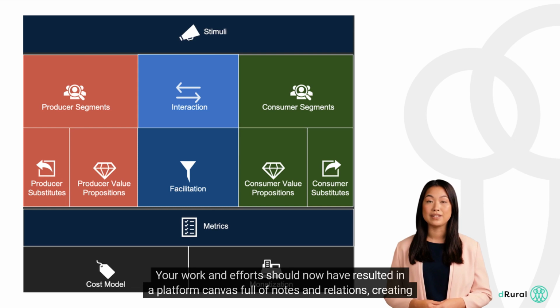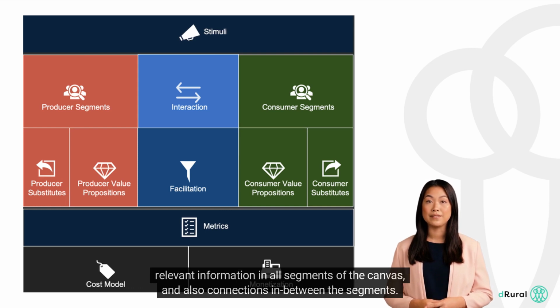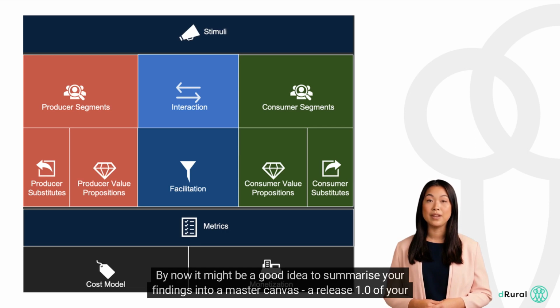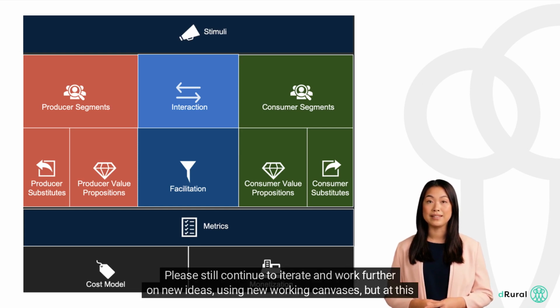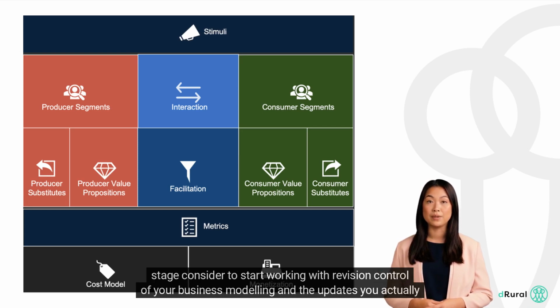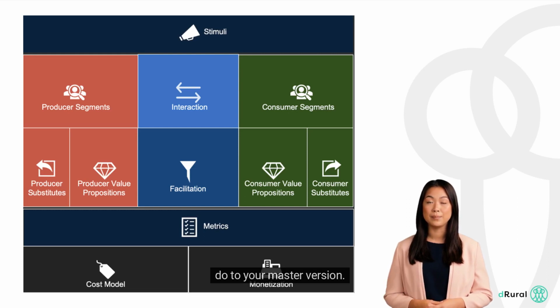Your work and efforts should now have resulted in a platform canvas full of notes and relations, creating relevant information in all segments of the canvas, and also connections in between the segments. By now it might be a good idea to summarize your findings into a master canvas, a release 1.0 of your business model. Please still continue to iterate and work further on new ideas, using new working canvases, but at this stage, consider starting to work with revision control of your business modeling and the updates you actually do to your master version.